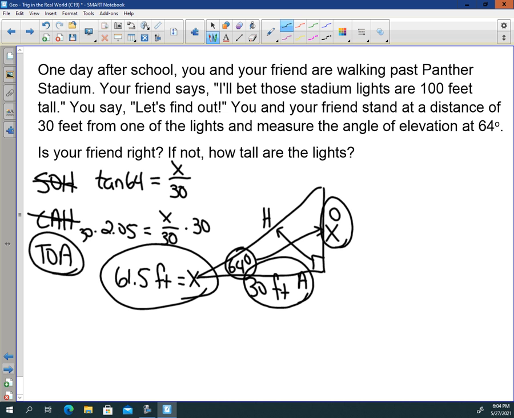So no, our friend was not right. And how tall are the lights? 61.5 feet. There you have it.